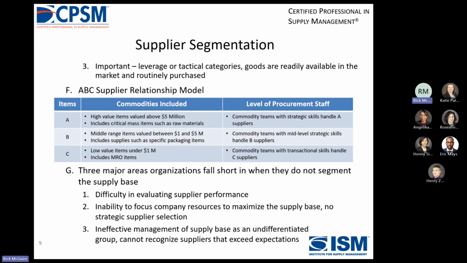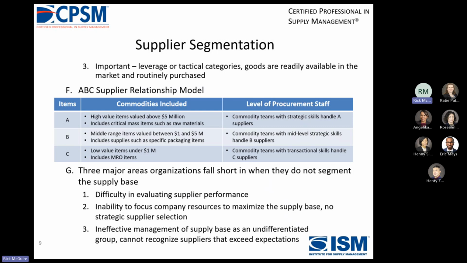ABC relationship model, here's another one. High value items are A items. Middle range items between 1 and 5 million. Say, well, for PACCAR, it's going to be different, but the next level down is going to be middle range. Supplies such as specific packaging items, mid-level strategic skills, can handle these. And then you've got like 50% of your stuff or suppliers that are low value. You see them on occasion.